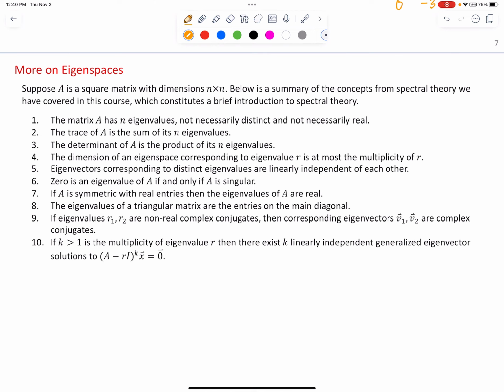And then finally, number 10, if k, greater than 1, is the multiplicity of eigenvalue r, then there exist k linearly independent generalized eigenvector solutions to (A minus rI) raised to the k, so raised to that multiplicity, times vector x equals the 0 vector. And this idea we explored on page 6. So I encourage you, in light of these 10 statements, to go back and look at the several matrices that we explored, both in this lecture and in the previous lecture on eigenspaces. And this concludes our second lesson on eigenspaces.